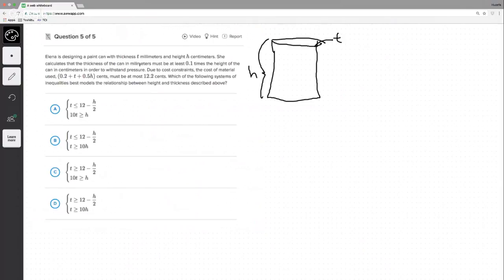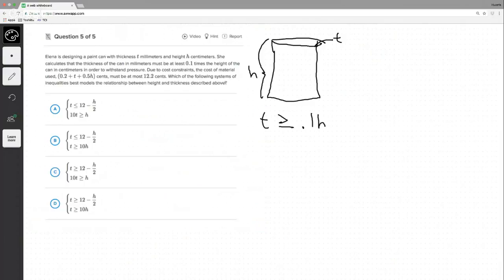In order to withstand pressure, she calculates that the thickness of the can in millimeters must be at least, I'll say greater than or equal to, at least 0.1 times the height of the can in centimeters. Okay, there's our first inequality.